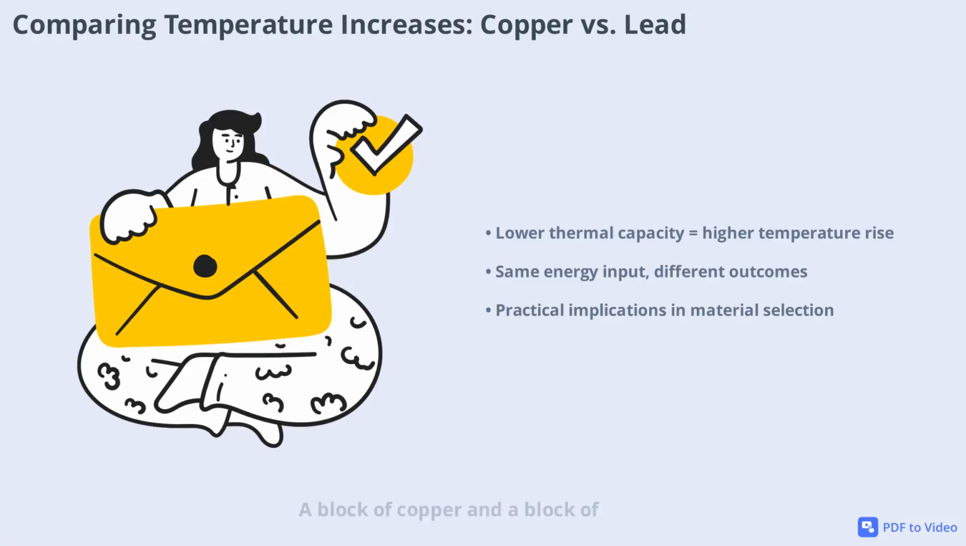A block of copper and a block of lead are heated with the same energy input. Copper has a lower thermal capacity than lead. Which block's temperature increases more? We'll explain that the block with lower thermal capacity, copper, will experience a greater temperature rise, reinforcing the relationship between energy input, mass, and specific heat capacity.